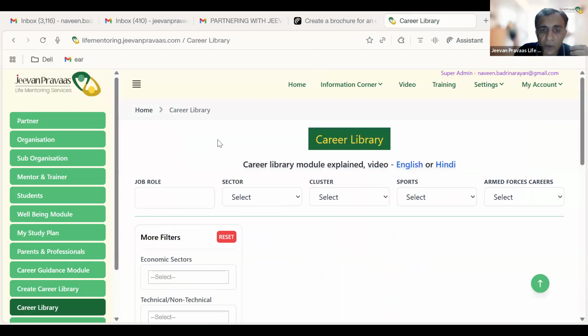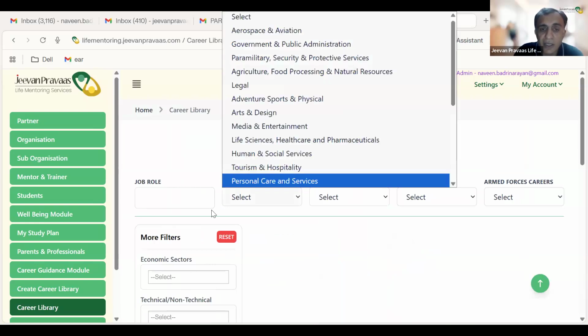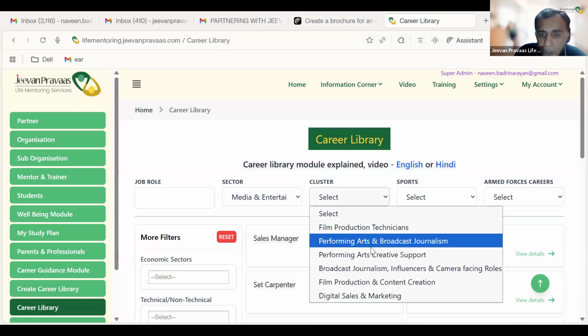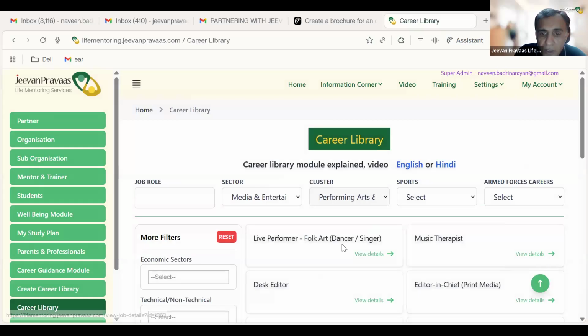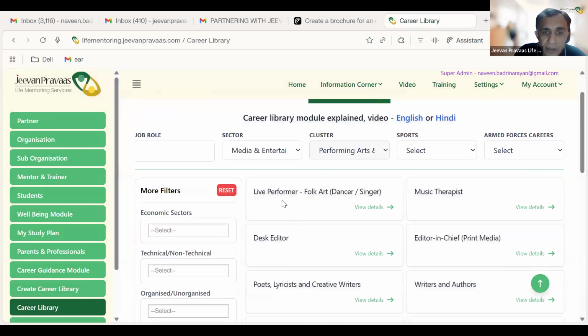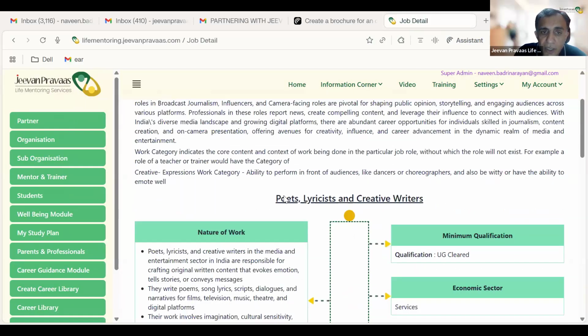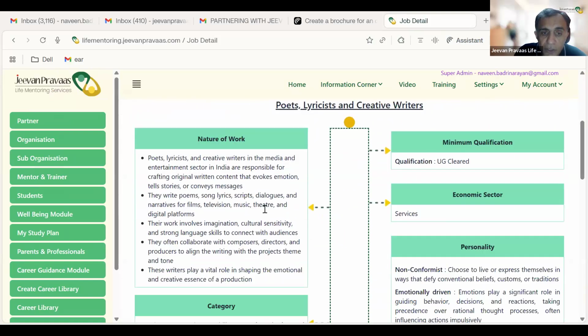Now similarly, if you go to any sector, you want to select any sector, say media and entertainment, and you select a cluster. Okay, performing arts and broadcast journalism. You can see all these job roles are there in this: live performer, music therapist, desk editor, poets. So say poets, I want to be a poet. What is the kind of poet's job? What do they do? What is the nature of work?